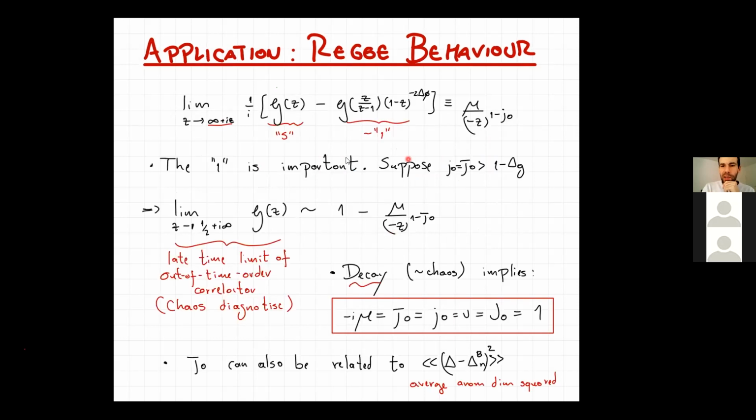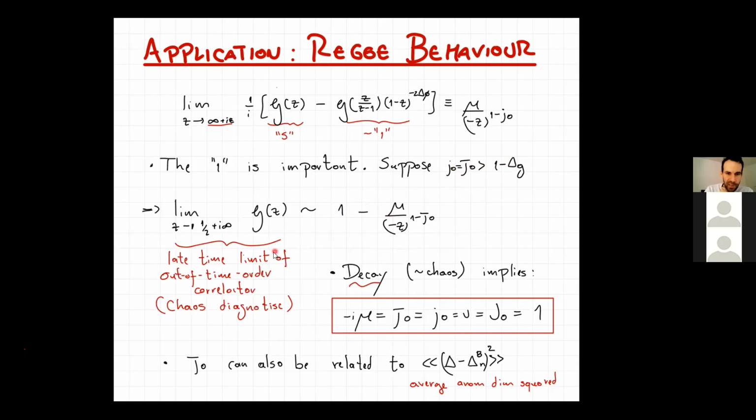Let me develop a bit that comment that this one is important, this term here. If we suppose that J0 is equal to J bar 0, so that they are both larger than 1 minus the gap, in that case, if we study the Regge limit in the U channel, indeed you get this. That case is easy, but in general you get that this behavior would be fixed by 1 minus delta gap. But let us consider the case where it's not. Then this limit is given by this expression. It follows from the dispersion relation.